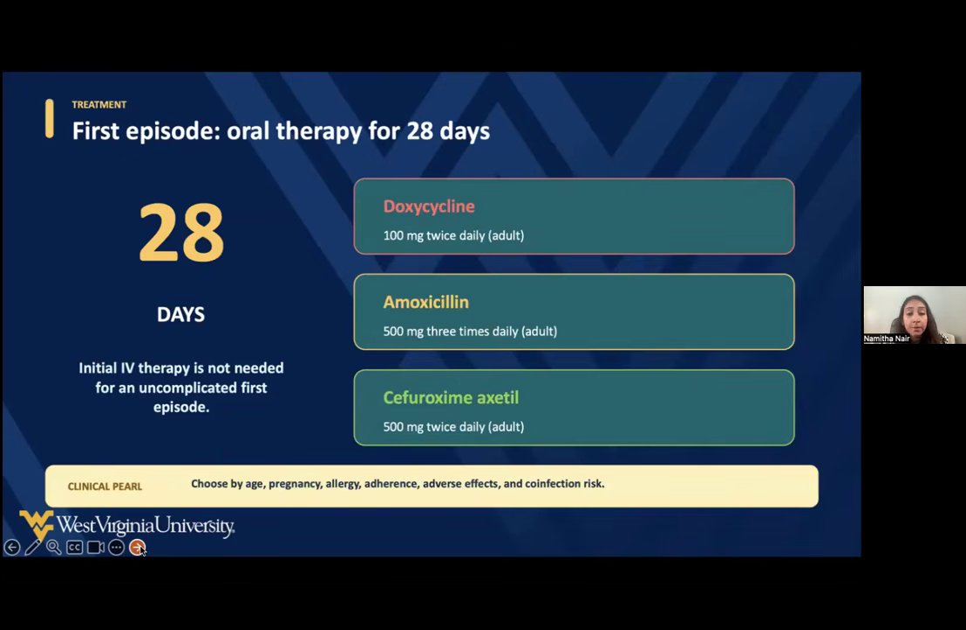IV therapy we do not recommend as the first step. So remember, the first way to treat a Lyme's arthritis patient would be just an oral regimen of doxycycline, 100 milligrams twice daily. Alternative antibiotics that can be considered include amoxicillin and cefuroxime. Again, choose by age, pregnancy, if there's any allergies, adherence. Some patients may not like to have a 3 time daily antibiotic, right? So make it a little better for them, twice daily. Think about co-infections. Is there anything else that's going on? Maybe drug interactions. So we do have some options for the oral therapies here.